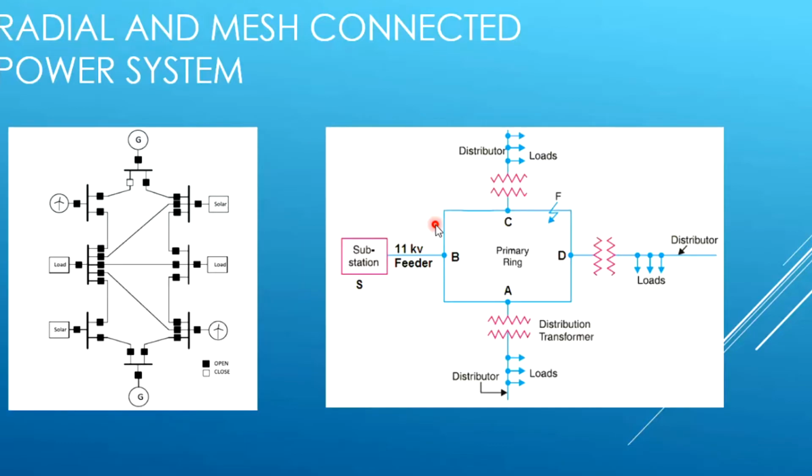So this is the basic diagram of the radial and mesh connected types of power system. This is the mesh connected type of power system, and this is the radial connected power system. So you can see, and you can know the difference between both.